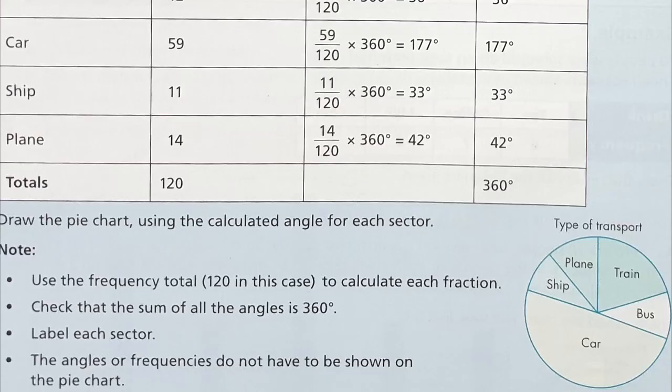When you're drawing a pie chart, you need to keep the following points in mind. The first thing is to use the frequency total, in this case 120, to calculate each fraction. Check that the sum of all the angles is 360. The third one is you need to label each sector, like how we have labeled here: ship, plane, train, bus. Like that you need to label each sector. The angles or frequencies do not have to be shown on the pie chart.